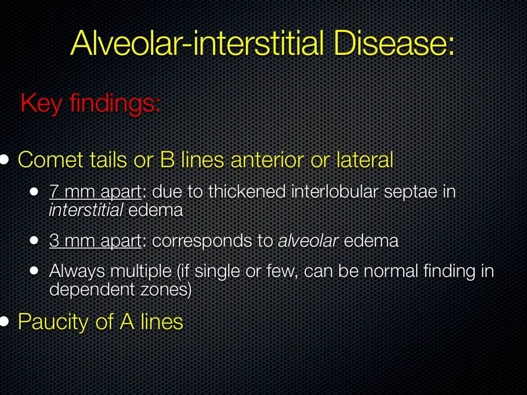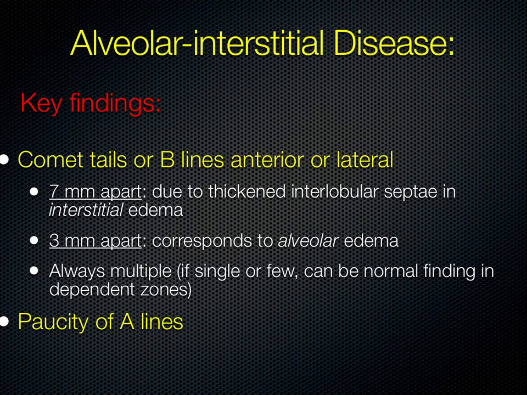So when you have alveolar-interstitial disease, the things that you will look for are comet tails or B-lines, anterior or laterally. You should see them in all fields because pulmonary edema should be diffuse, not one-sided. 7 millimeters apart is interstitial edema, 3 millimeters apart represents alveolar edema, but there are always multiple. If there are only a few or they don't extend all the way to the edge of the screen, that can be normal, especially in dependent zones.